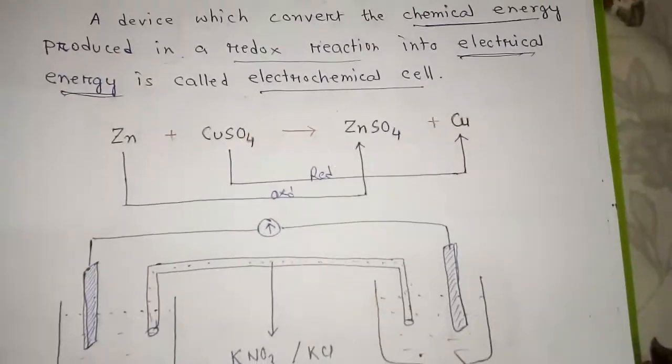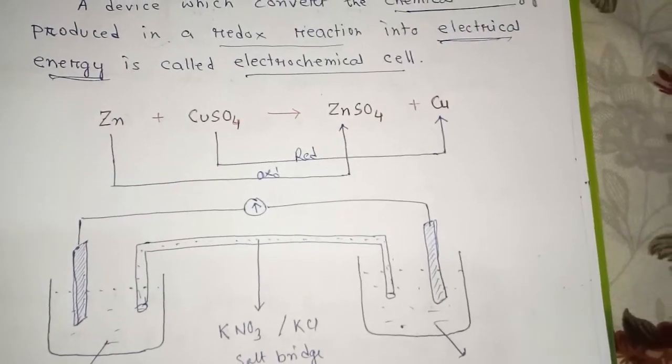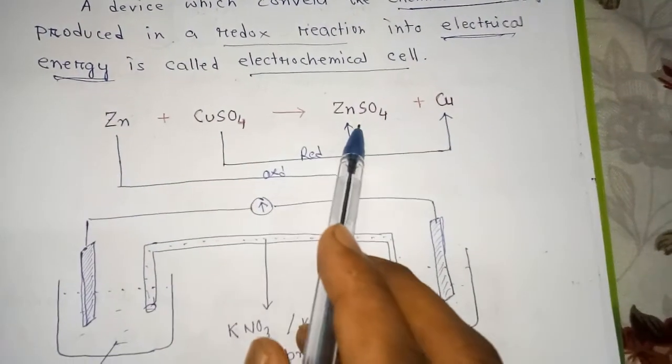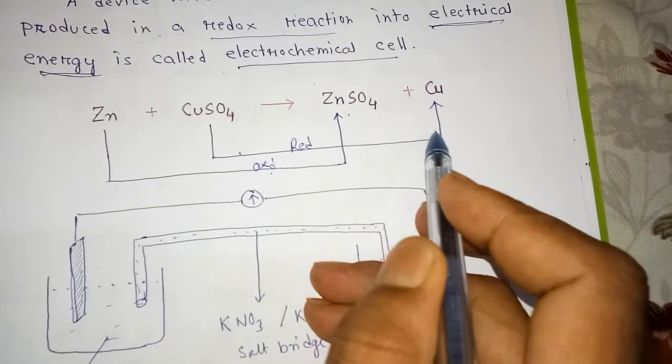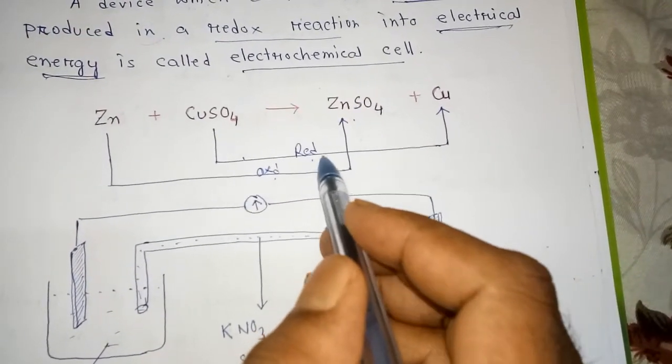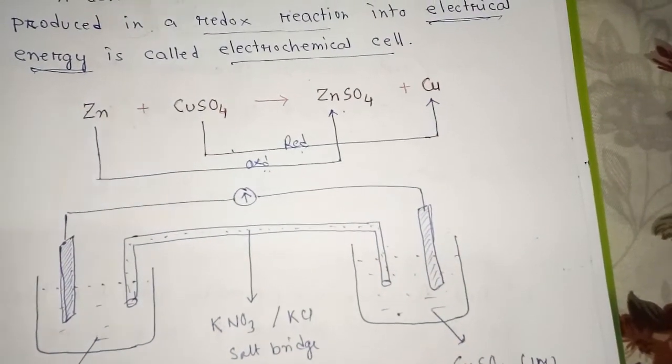Now Zn plus CuSO4 converts to ZnSO4 plus Cu. So Zn to ZnSO4, this is your oxidation, and CuSO4 to Cu, this is your reduction. So reduction and oxidation together, this is a redox reaction.